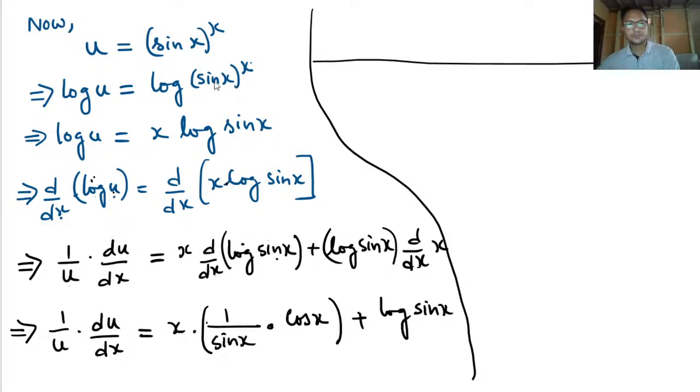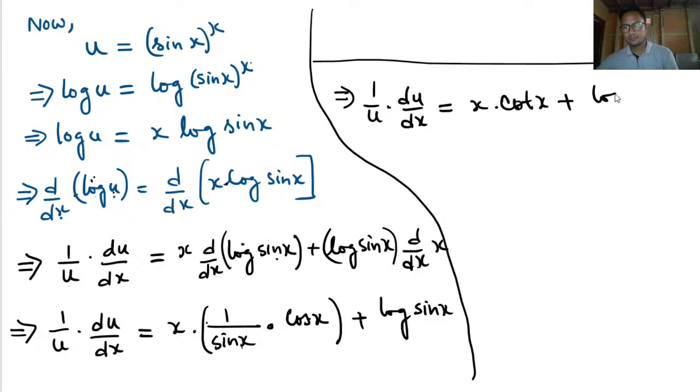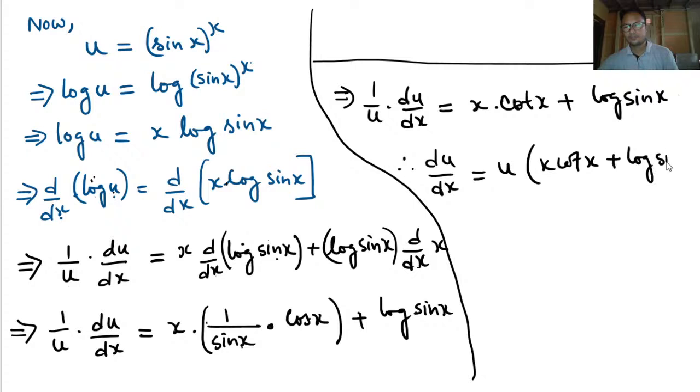So 1 by u du by dx is equal to x times cos x by sin x, which you will say is cot x, plus log of sin x. Therefore du by dx equals u times x cot x plus log of sin x. Is that okay? I hope this is okay till now.